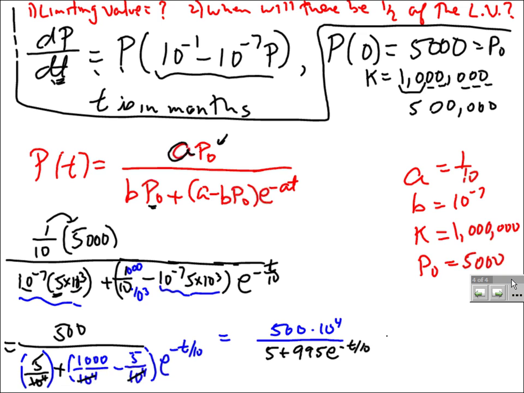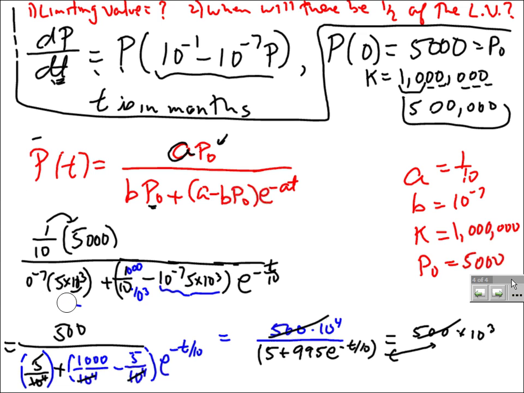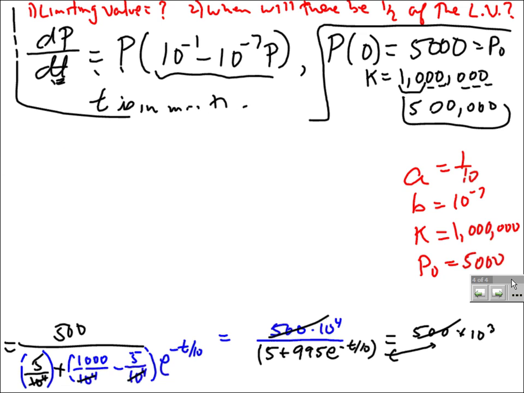And I want this to equal P of t. I want to know when it equals 500,000. Well, 500,000 is 500 times 10 cubed. Why do I say it that way? Because I'm going to divide both sides by 500. And then I am going to interchange those two. And when I interchange those two, things are really going to be coming together.